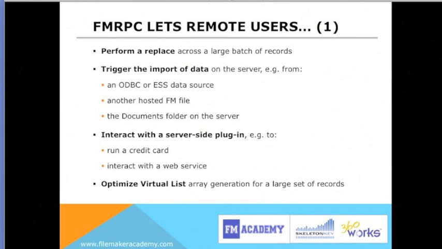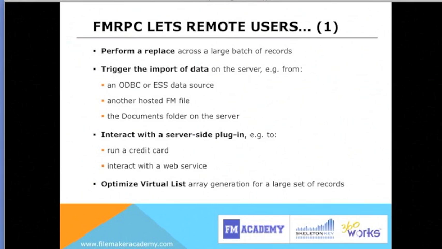One good example you'll see here in a minute is performing a replace across a large batch of records. If you need to transform a large amount of data, you already know that doing that on FileMaker Go or FileMaker Pro requires all that data to come down to the client and then all that data to go back to the server. And that can be kind of heavy, especially if you're just changing one column and you have to move all these other fields around.